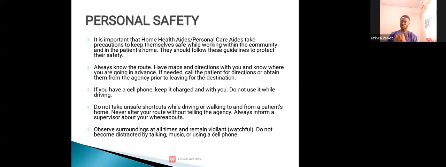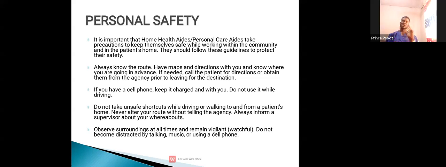So always know the route. That's one of the guidelines to help protect yourself from danger. Always know the route. Have maps and directions with you and know where you are going in advance. You may get a call to attend to a patient in a place you've not been to for the first time. Thank God for the development in science and technology, that we have maps and Google directions, route finders, and everything. You can make use of these to help you. You should know where you are going in advance. Don't just go there and start looking for where you are going. Even if needed, call the patient for directions or obtain them from the agency prior to leaving.